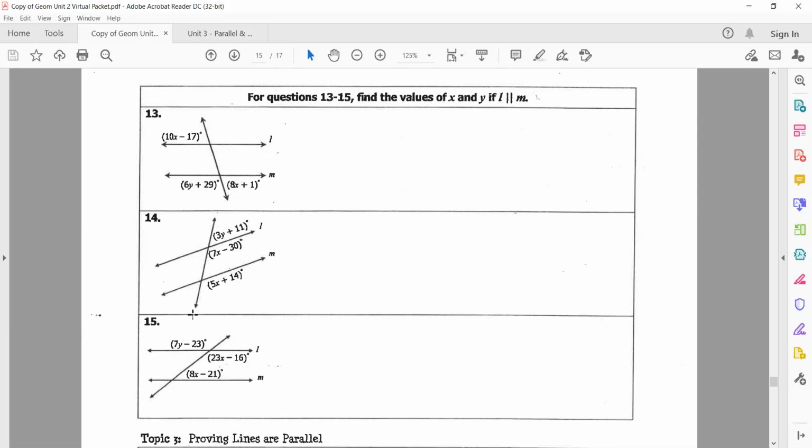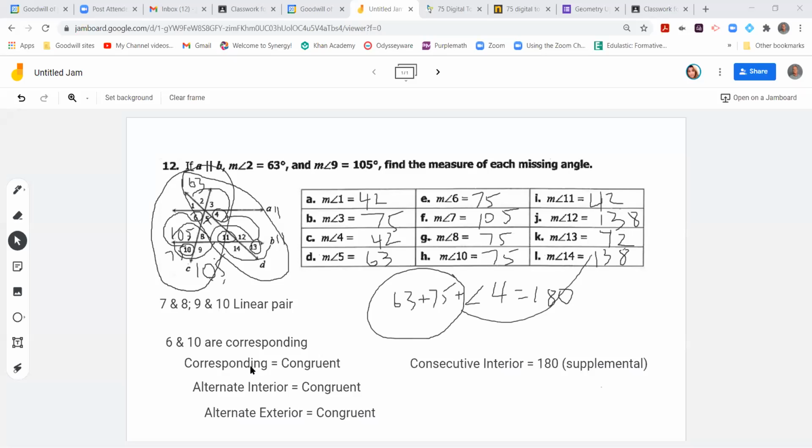Look at the shape of this angle where the 5x plus 14 is, and look at the shape of this one, 7x minus 30. Those are both obtuse angles and they look exactly the same. So now your equation is 7x minus 30 equals 5x plus 14. How do I know that? Because corresponding angles are congruent. Right here on the Jamboard. Corresponding angles are congruent.